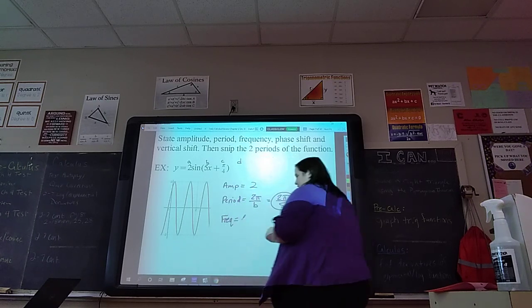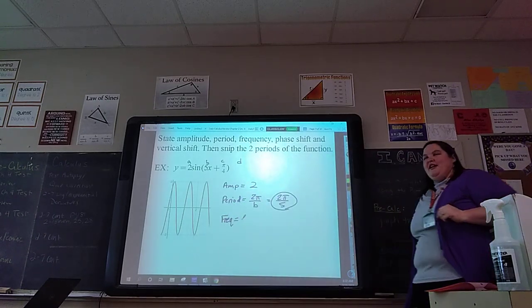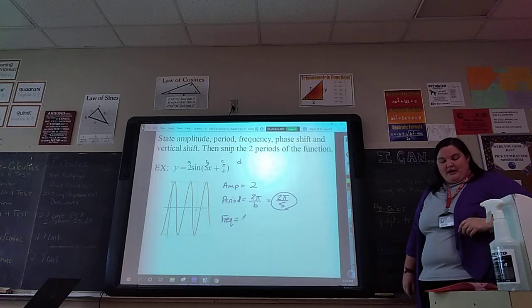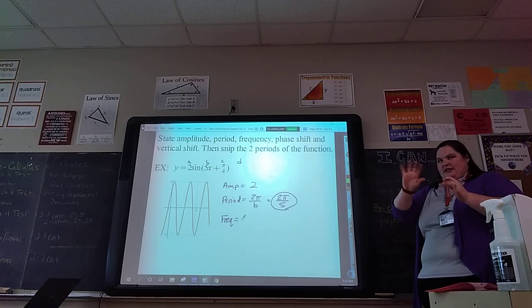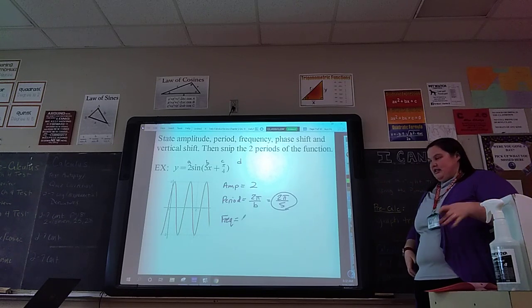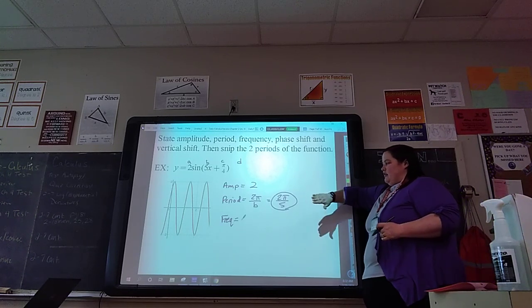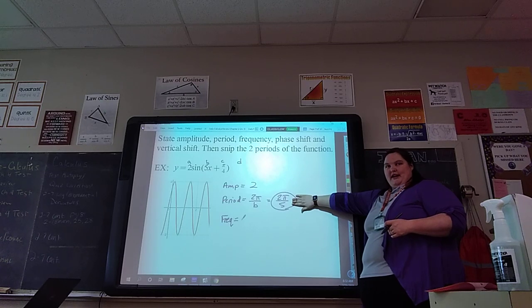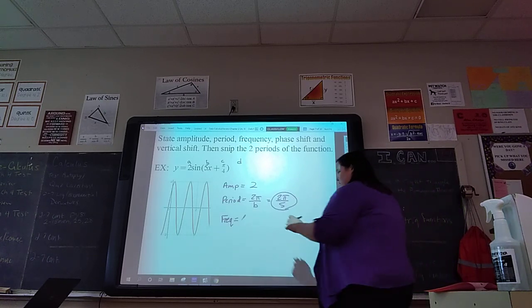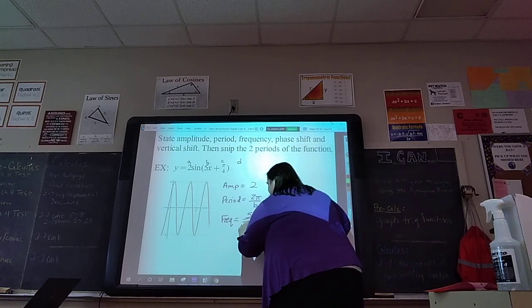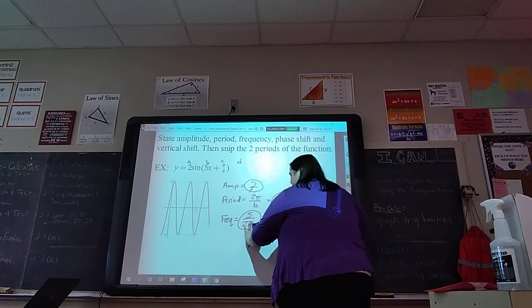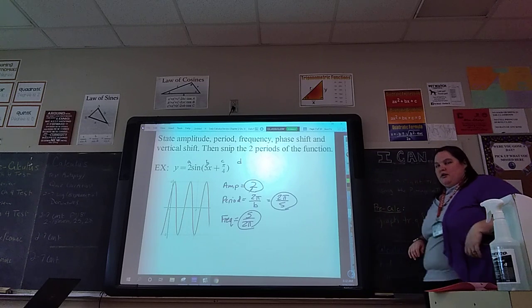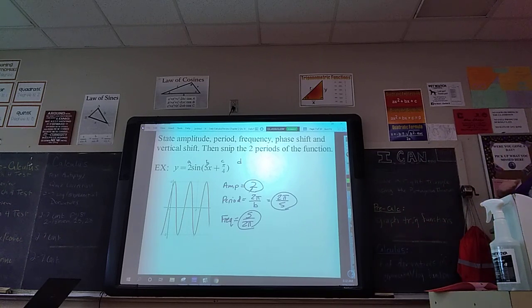Frequency, I abbreviate to that. So frequency, remember, is just the reciprocal of the period. So I know I have a couple of ways to find it on your sheet, but again, once you have your period, it's the reciprocal of that. So the frequency is going to be 5 over 2 pi. So amplitude's 2, period's 2 pi over 5, frequency's 5 over 2 pi. So once you have your period, just flip it, there's your frequency.